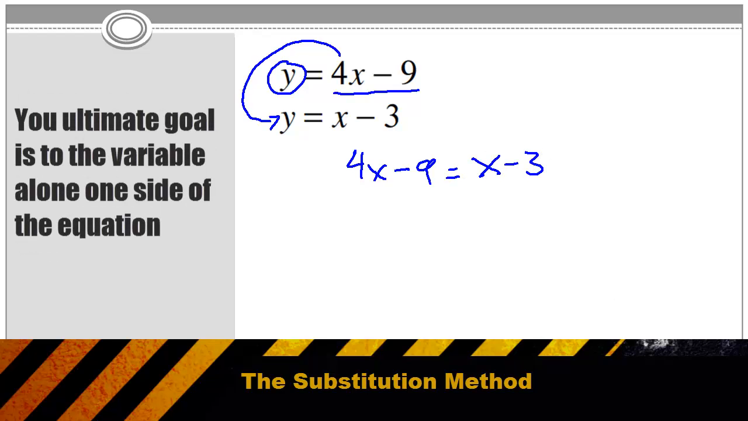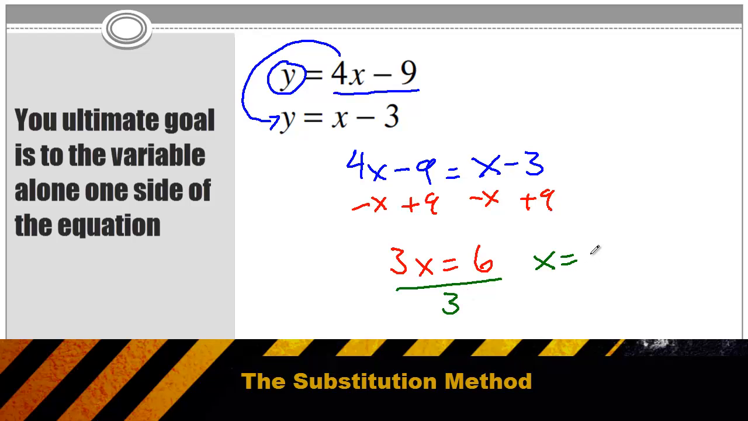Now my goal is to get x by itself on one side of the equation. So I'm going to try and get the x on the left and the numbers on the right. So I'll subtract x from both sides and add 9 to both sides. And I'm left with 3x is equal to positive 6. I divide everything by 3 and I get x is equal to 2.